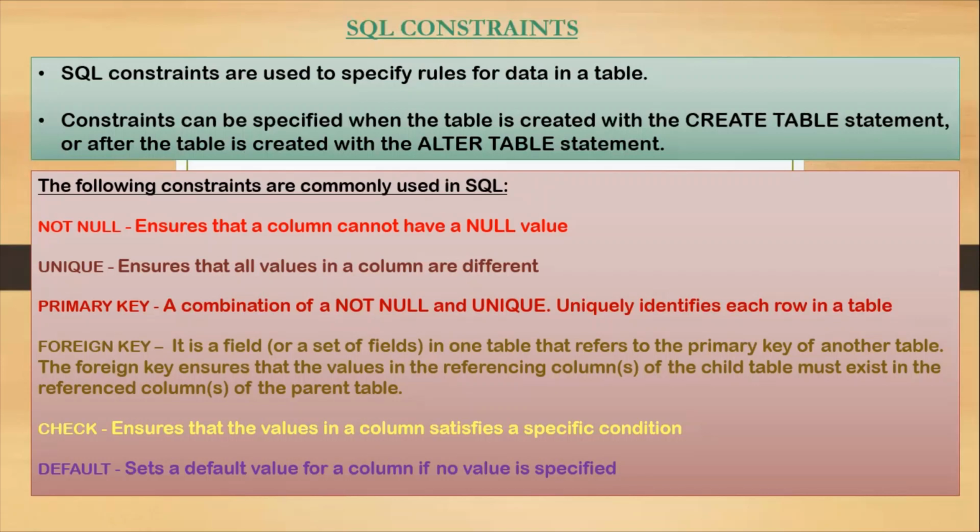Meaning, if the parent table has an owner ID, then you can insert values 1 and 2 in the child table only if the parent table has records with owner ID 1 and 2. The foreign key ensures that values in the referencing column of the child table must exist in the referenced column of the parent table.